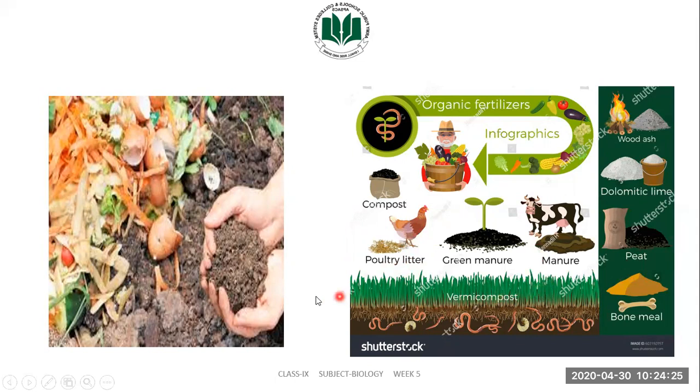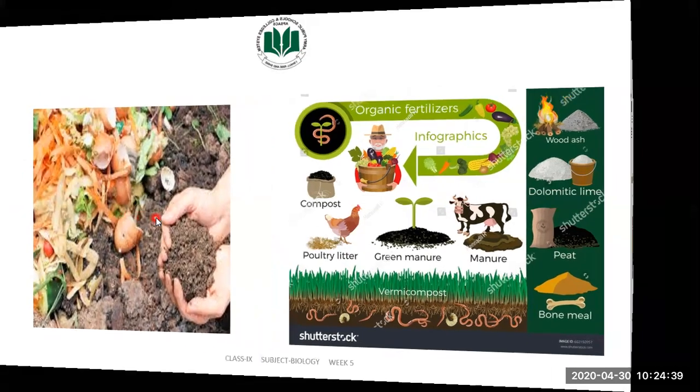Hence, here in this picture, can you make a guess? Is it composed of manure? Yes, it is compost, because it involves only vegetable and fruit residues.